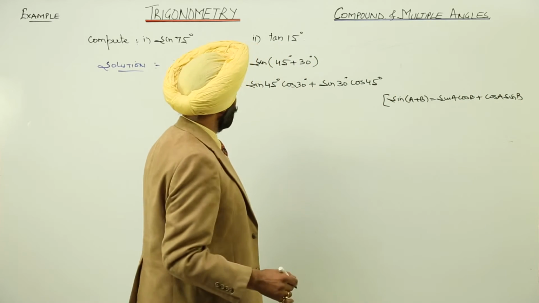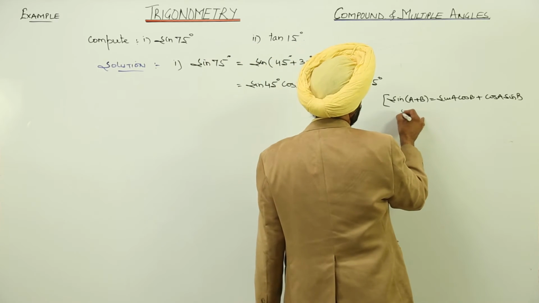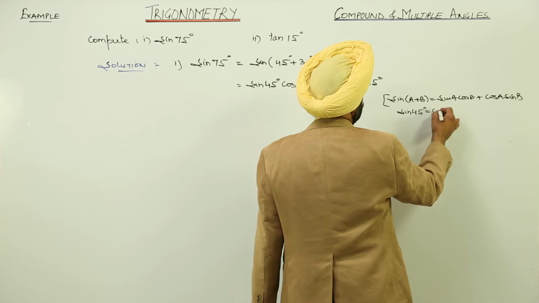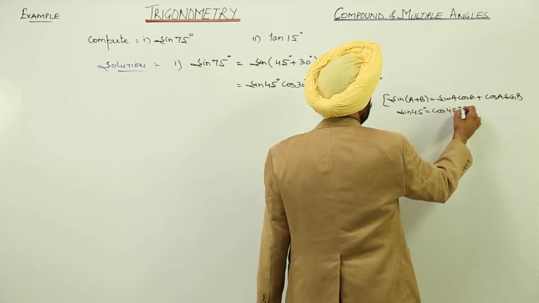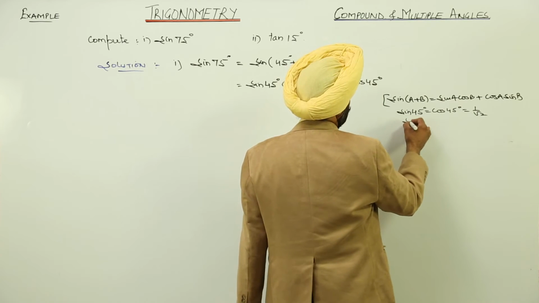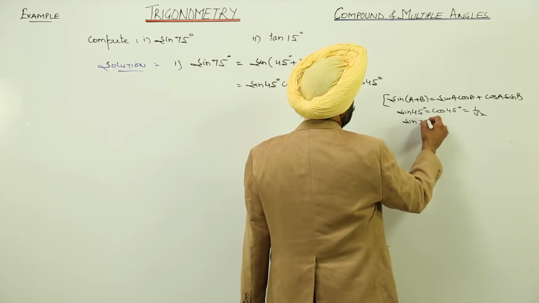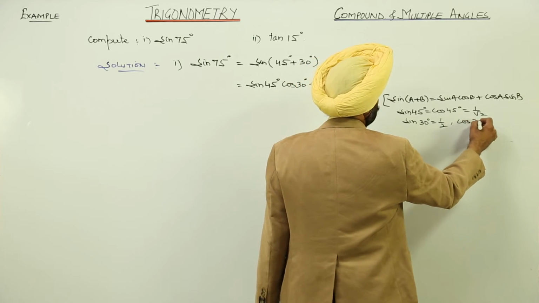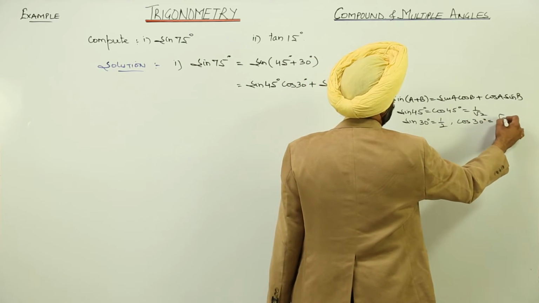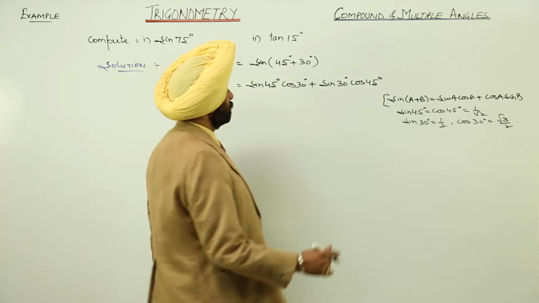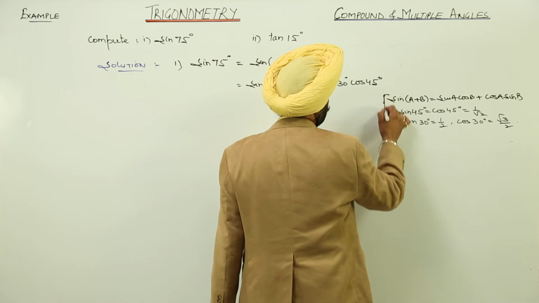Now evaluating the values, sine 45 degree is equal to cos 45 degree is equal to 1 upon square root of 2. Then sine 30 degree is equal to 1 upon 2 and cos 30 degree is equal to square root of 3 upon 2. Okay. So we are going with all these values.